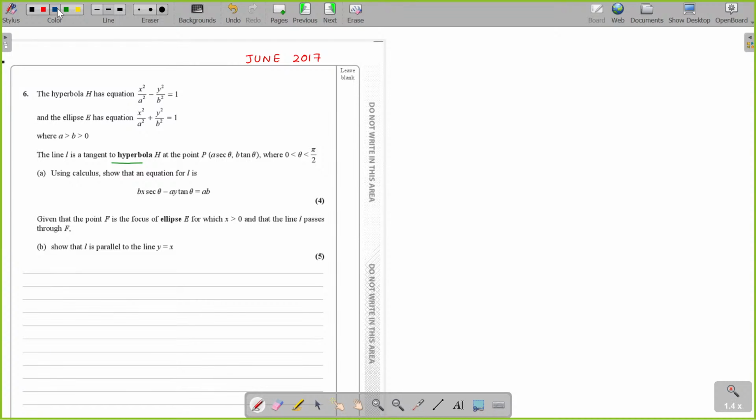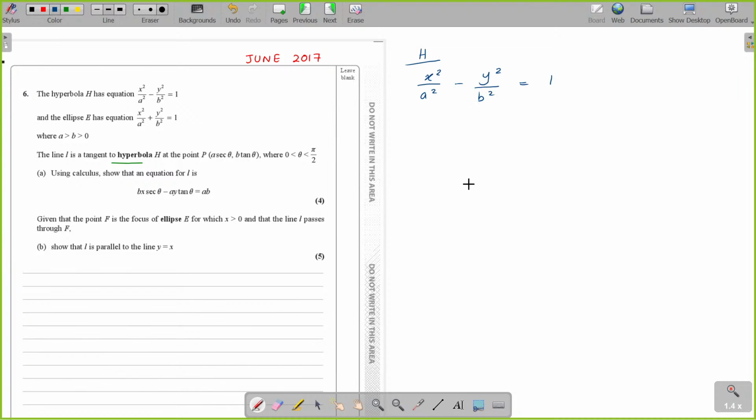First thing is we have to differentiate and get dy by dx. dy by dx gives the gradient of the tangent, and then we use that gradient to get the equation of the line. So let's take the equation of the hyperbola H: x squared over a squared minus y squared over b squared equals 1.